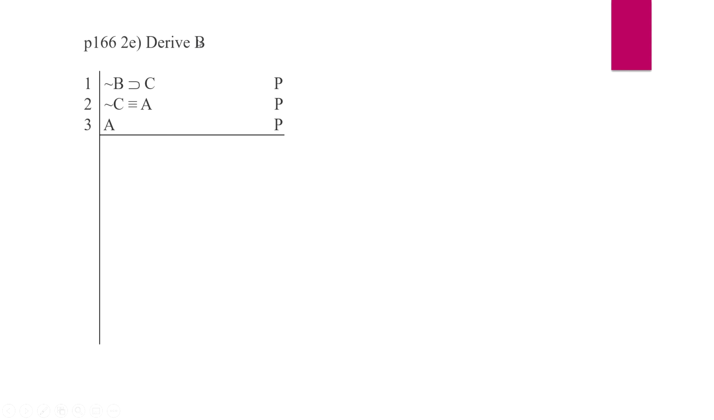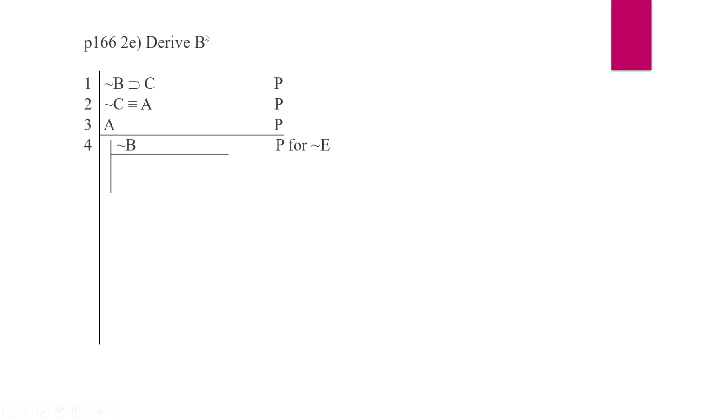You have to derive b from these three premises. It's not the case that, if it's not the case that b, then c. It's not the case that c, if and only if a, and a. So we know we're trying to derive b, and we don't really have any way to get to that directly. So I'm going to start by assuming the negation of b as a premise for negation elimination. Remember, when we're using one of the negation rules, elimination or introduction, what we're doing is assuming the opposite of what we're trying to get.